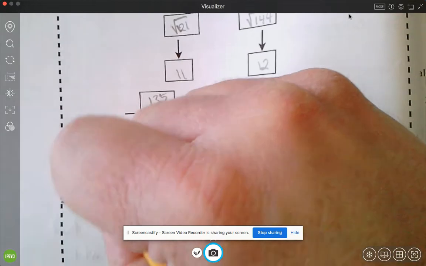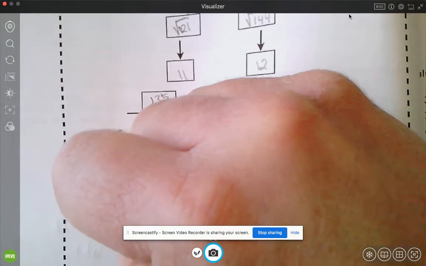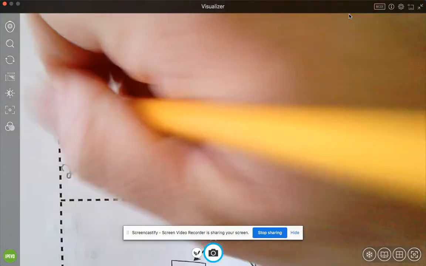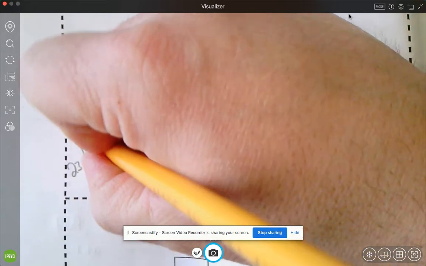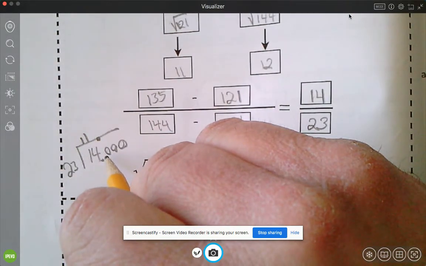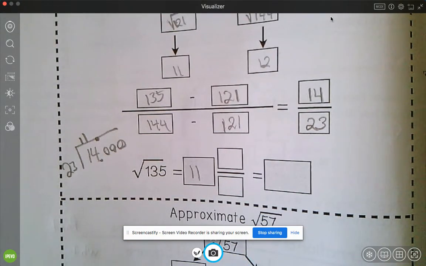So we do 14 on the inside, 23 on the outside. Again, this whole number here is going to be 11 and change. And then I'll pause the video here and you can try to continue to change that to a decimal.